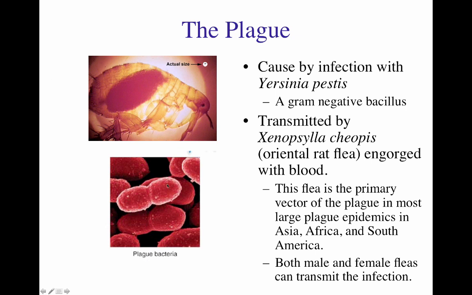And both genders of the flea are able to transmit disease because both of them take blood meals. Here in this image, you can see the Yersinia pestis parasites, and as you can see, it is a small rod that happens to occur in a diplobacillus kind of morphology, so usually in pairs.